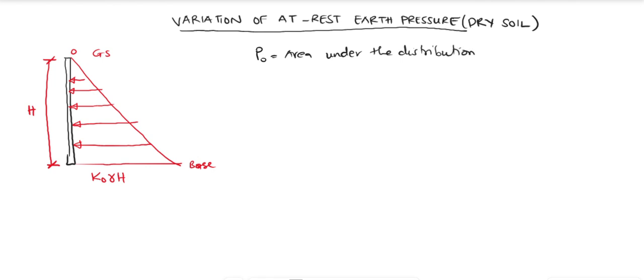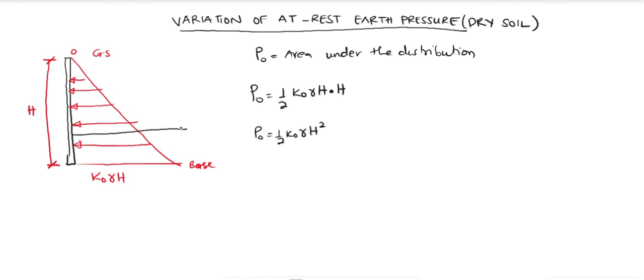Then we also need to find where it will act. So the area under this distribution is a triangle. So obviously it's going to be half the base, which is K naught gamma H, times the height. So the P naught is going to be half K naught gamma H squared. Do you get it?